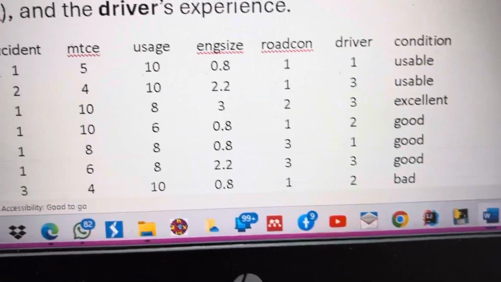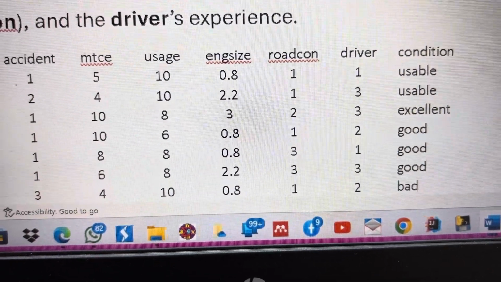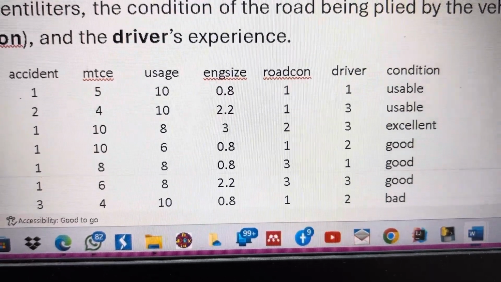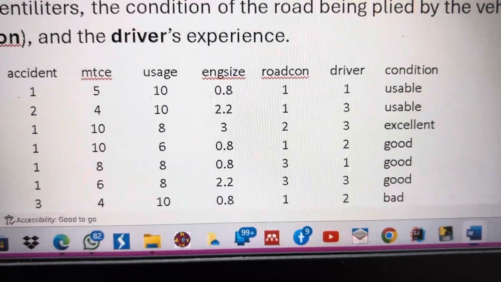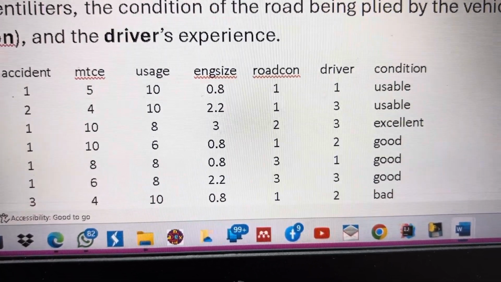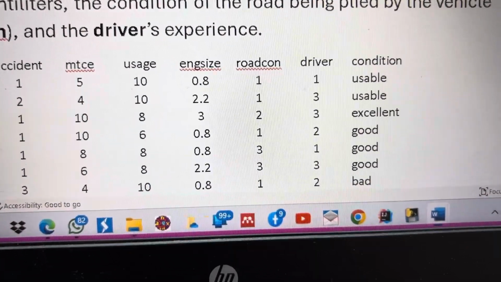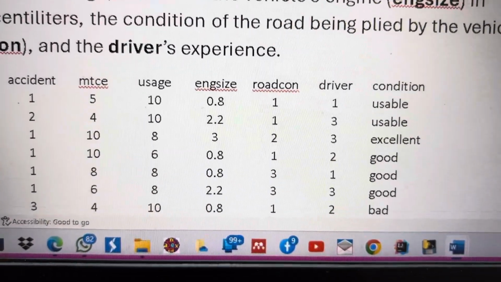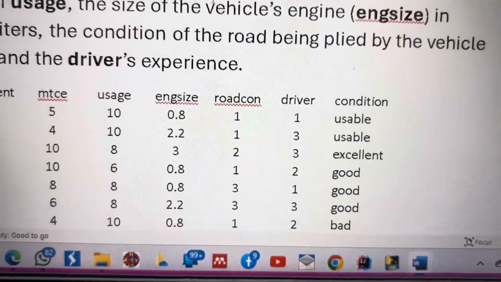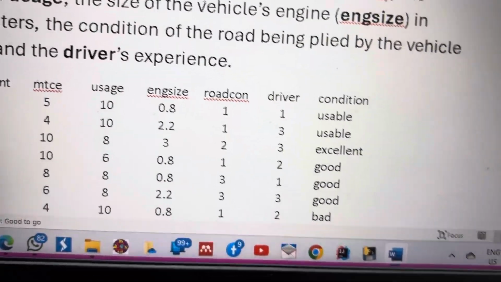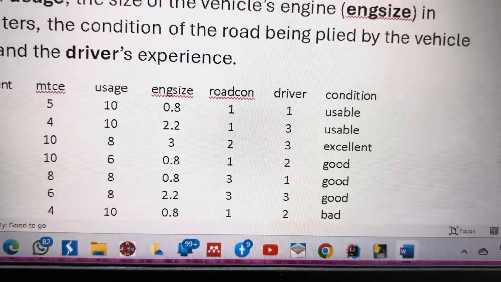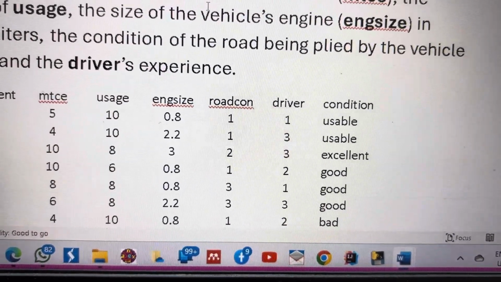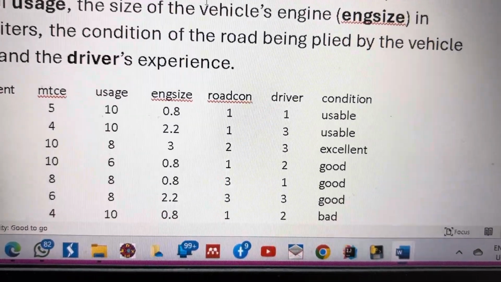And then the road condition here is 1 for a fairly good road, 2 for a good road, not as good as number 1, and then 3. The only 3 categories here. 3 is a bad road, a road that is already begging for reconstruction or attention. Then the driver, this one is the experience of the driver. 1 means an inexperienced driver. Then 3 is a highly experienced driver, and 2 is a fairly experienced driver. So that's how it is.